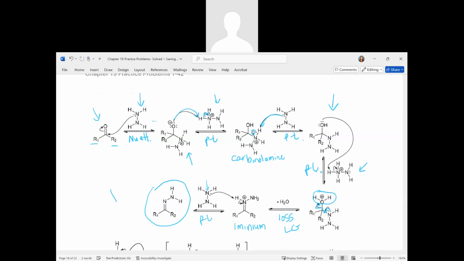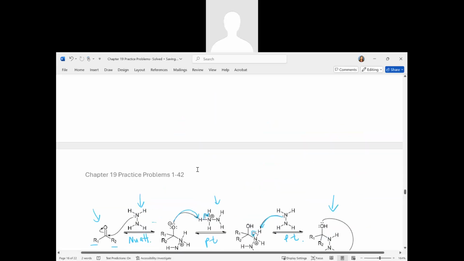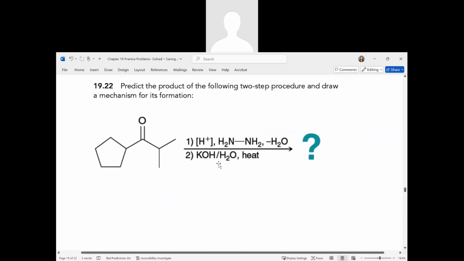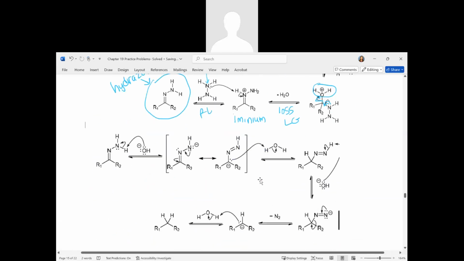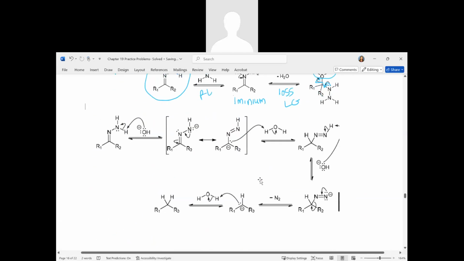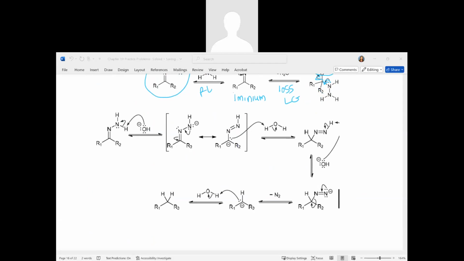So now that we have our hydrazone product produced after step one, we then can look at our mechanism for the second half of this problem. So we have potassium hydroxide in water, so basic conditions, and heat. So what happens here is under these basic conditions, the hydrazone is reduced through the mechanism that's given in 19.8.